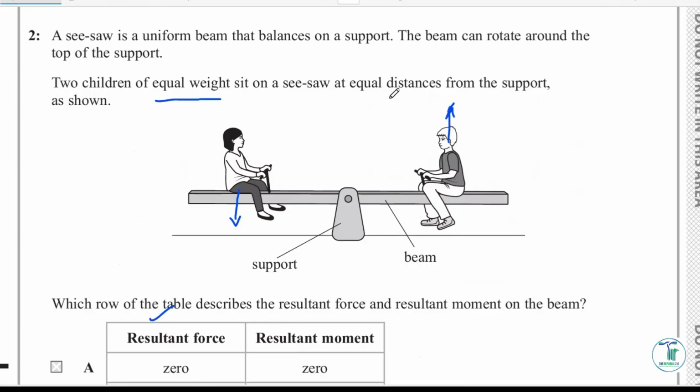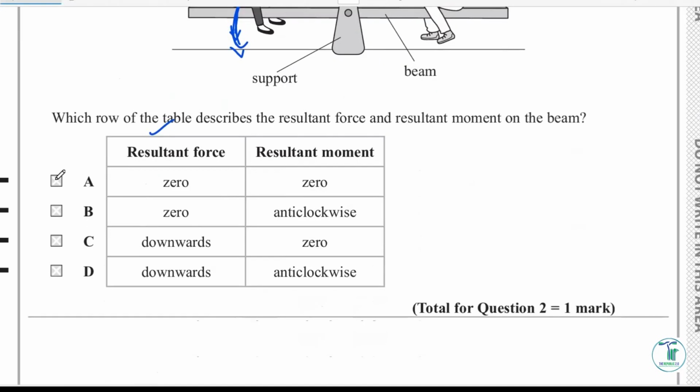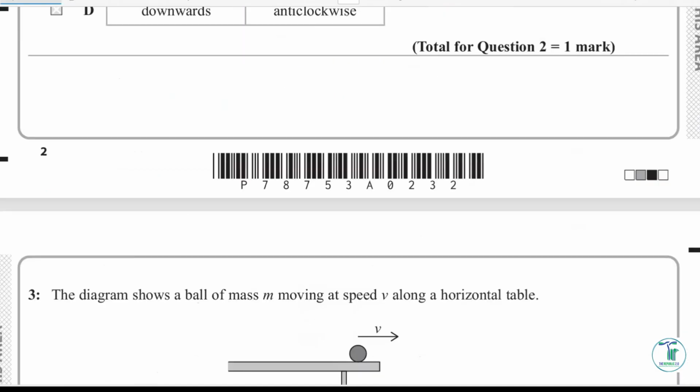And they're also at equal distances. If they're at equal distances, their moment would be the same as well. But the resultant moment has to be 0 because this one has to be counterclockwise and this one has to be clockwise. So the resultant moment comes out to be 0 as well. That is why for this multiple choice, we're going to go with A.